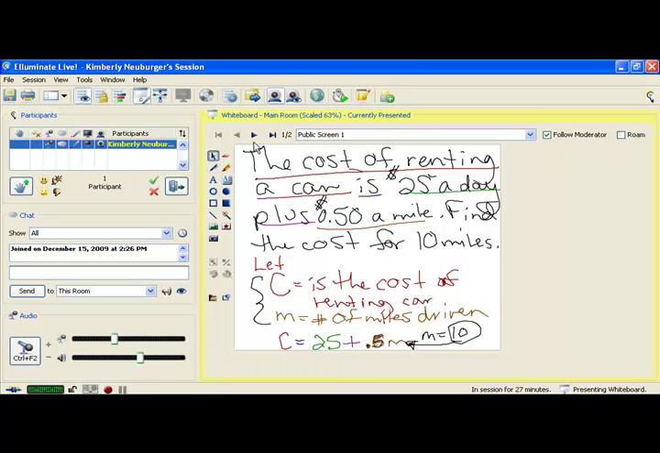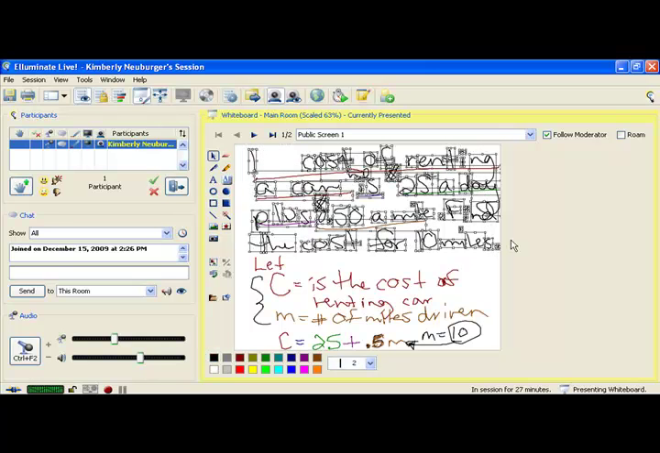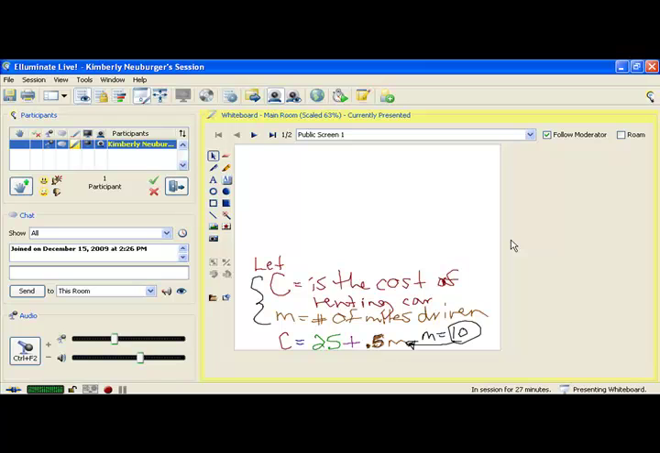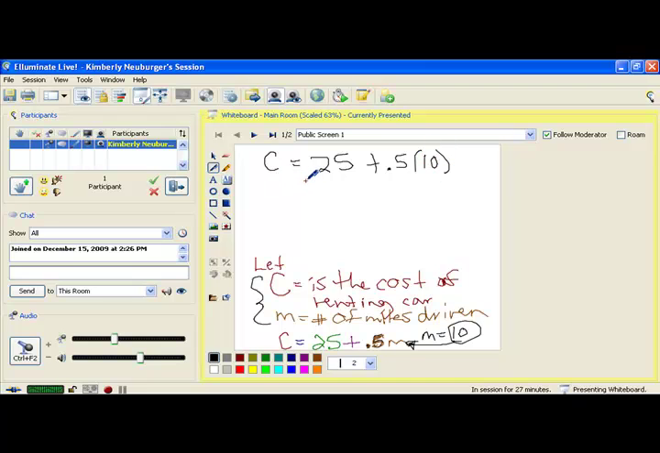Now I'm going to go ahead and erase this up here so we can finish off the problem. So plugging our 10 in for that M, we find that the cost is $25 plus 0.5 times 10. So 50 cents times our 10 ends up being 5, and the cost for that 10-mile trip in that car we rented was $30.